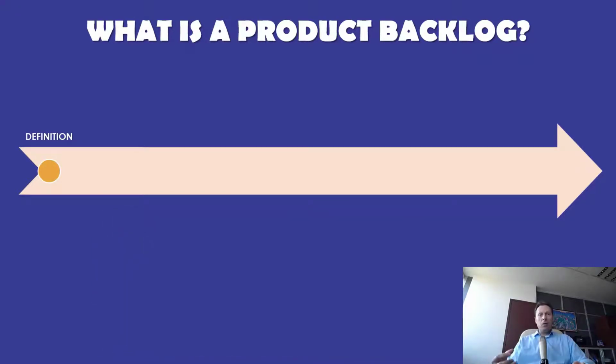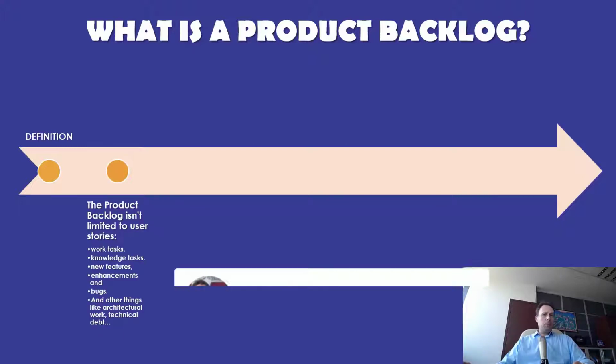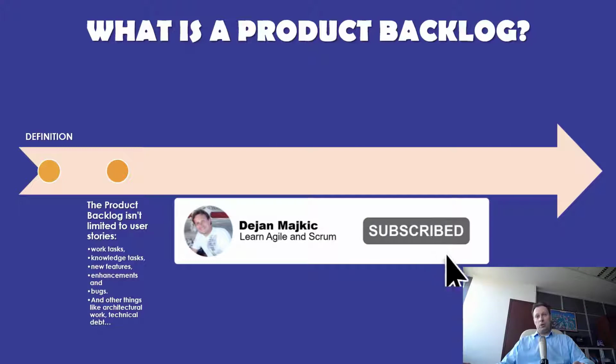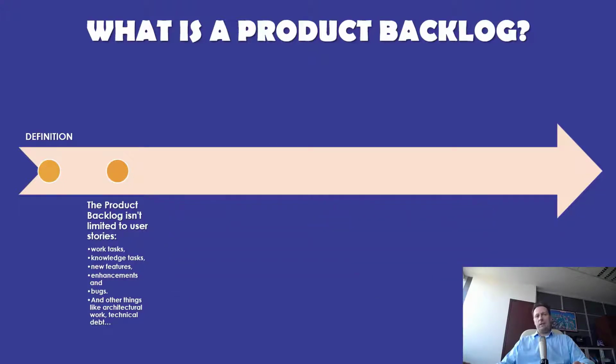The product backlog consists mostly of user stories, but the product backlog isn't limited just to user stories. You can include other things like work tasks, knowledge tasks, new features, enhancements, bugs, and other things like architectural work, technical debt, and so on. So, work tasks include things like setting up a production testing server. These are physical to-do items that aren't directly related to developing your product's features.